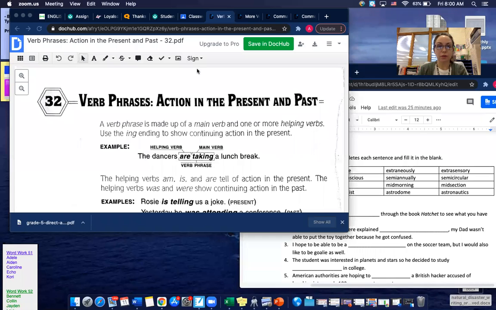Hi, everybody. These are our assignments for today. The first one is verb phrases, action in the present and past. I'm going to share my screen so that you can see this with me.